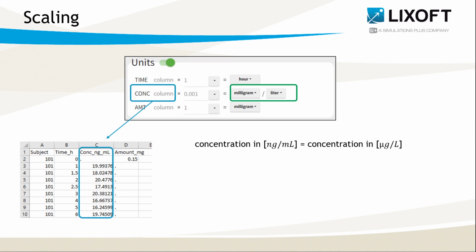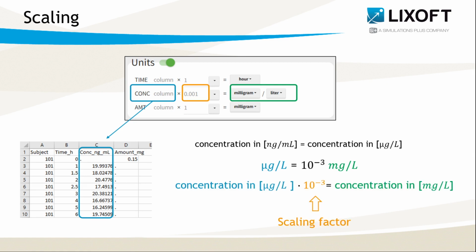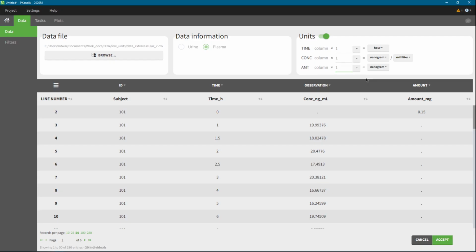Nanograms per milliliter used in the dataset are equivalent to micrograms per liter, and it is 10 to the minus 3 milligrams per liter. So if I want to display concentration in milligrams per liter, I need to set 10 to the minus 3 as a scaling factor. And this scaling factor is available in the shortcut list here.